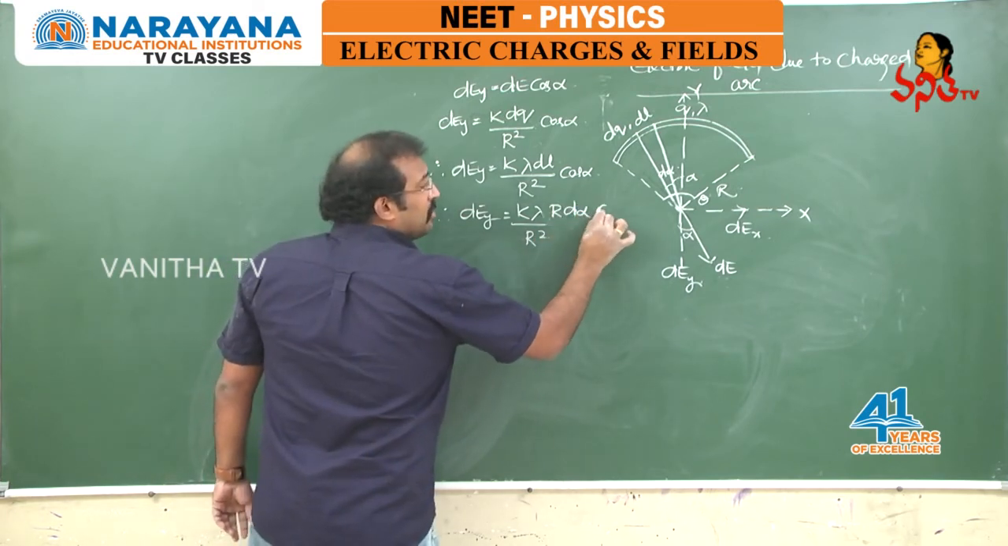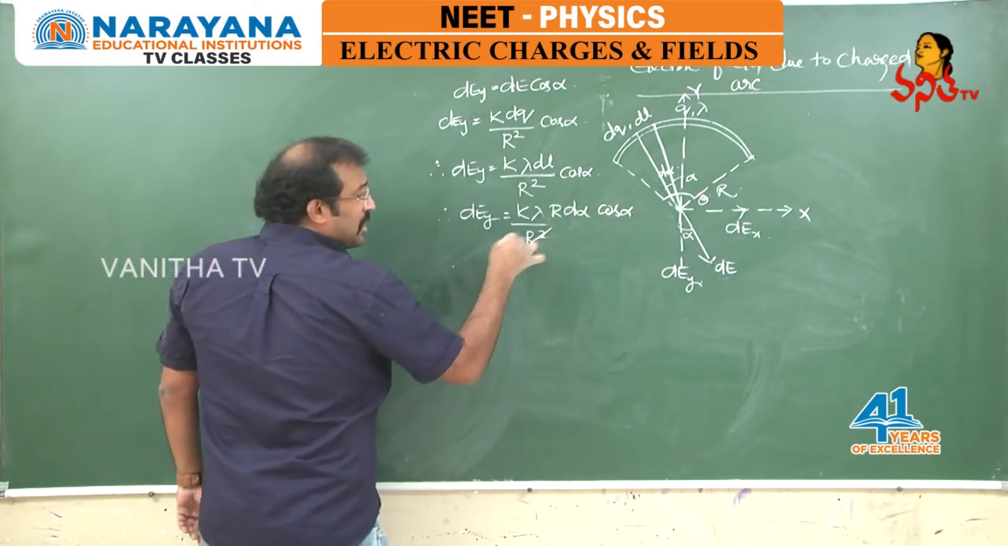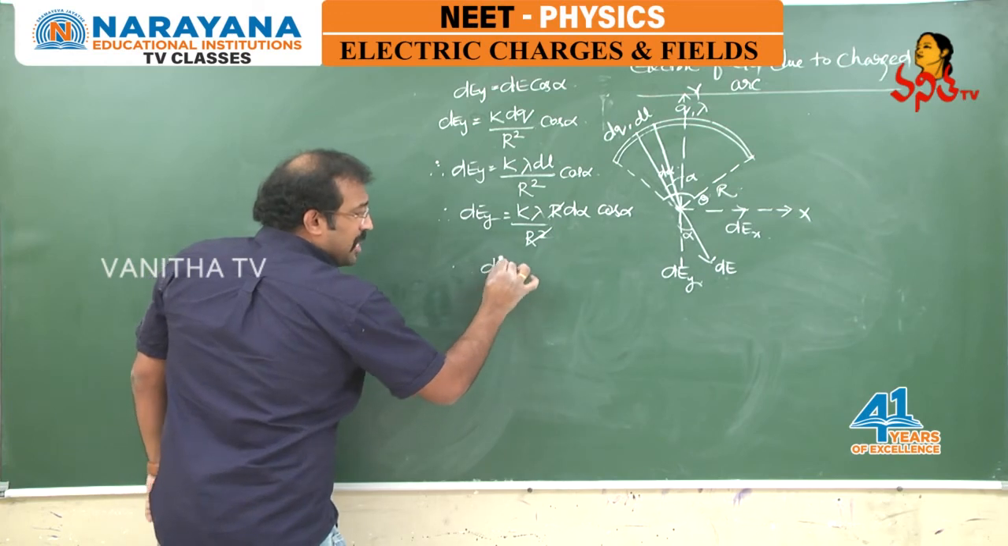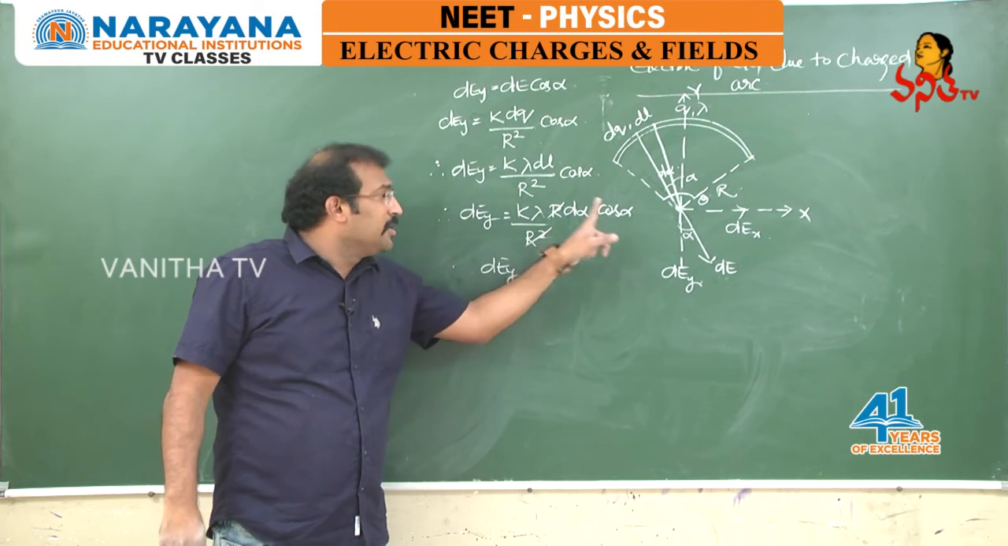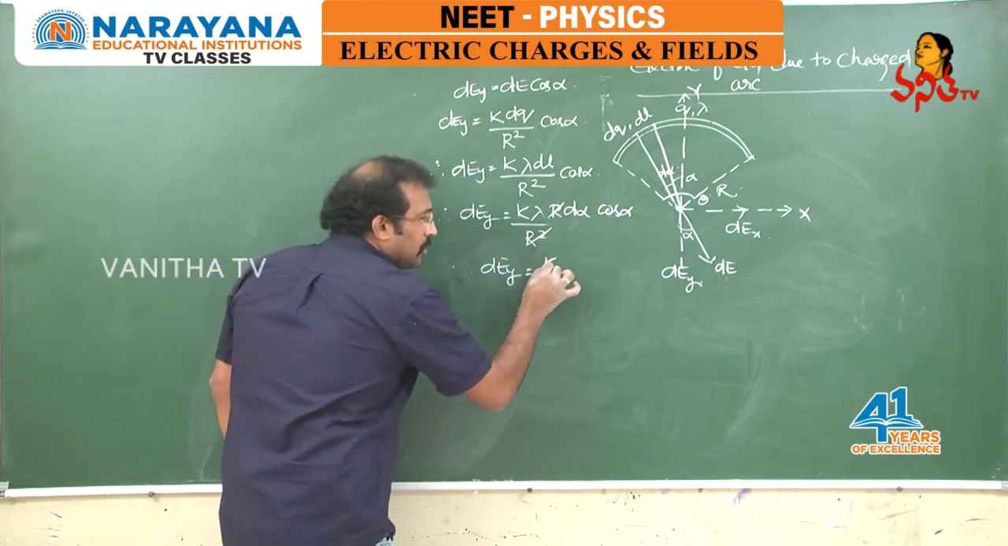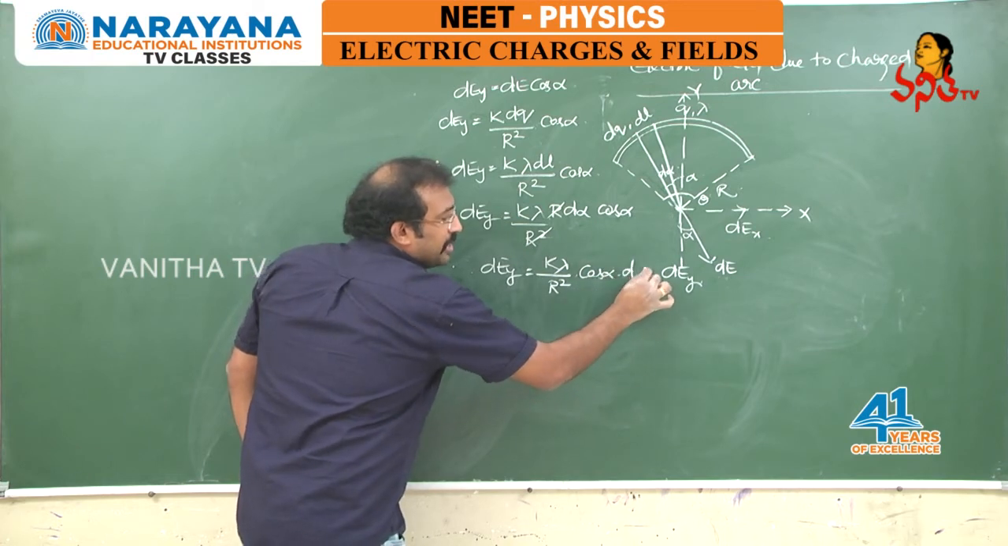dα into cos α is already present. So therefore, this r gets cancelled. So dEy is equal to kλ by r into cos α into dα.